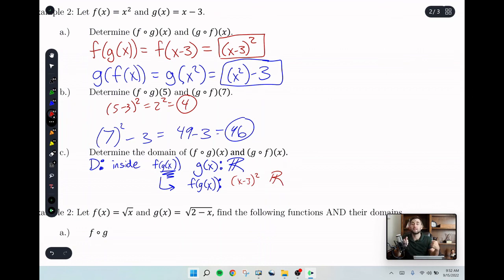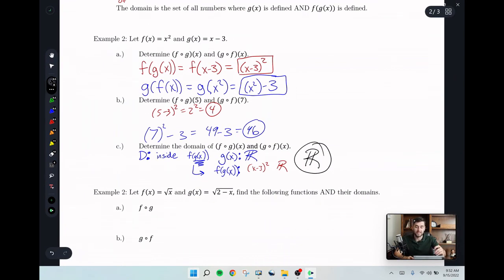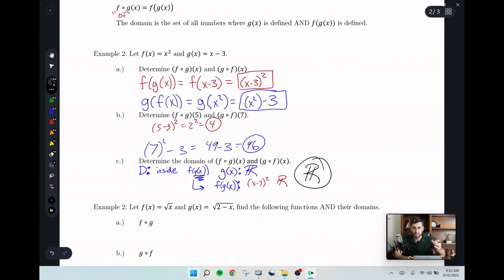And then we intersect those two things. We say, what's the intersection of a set of all real numbers and a set of all real numbers? What do they have in common? All real numbers. And then I can let you do the second one, or check the notes and see if you can figure out the second one on your own. All right? That's composition of functions.